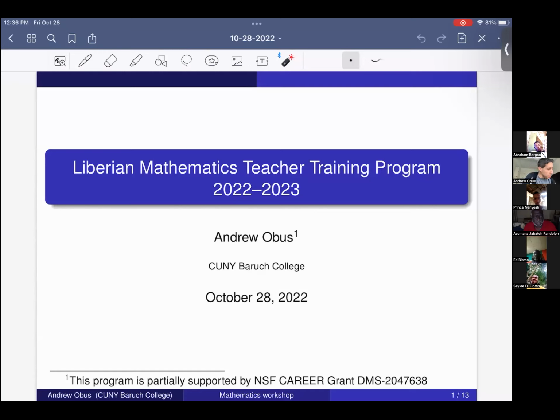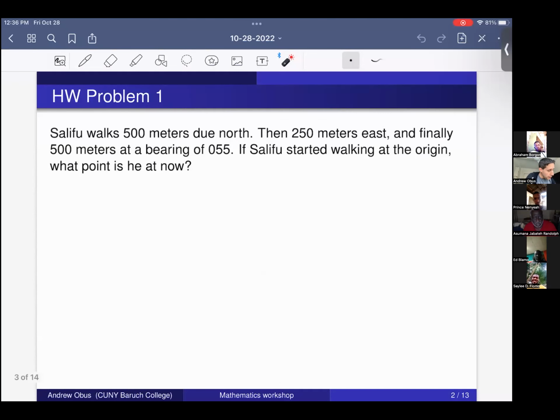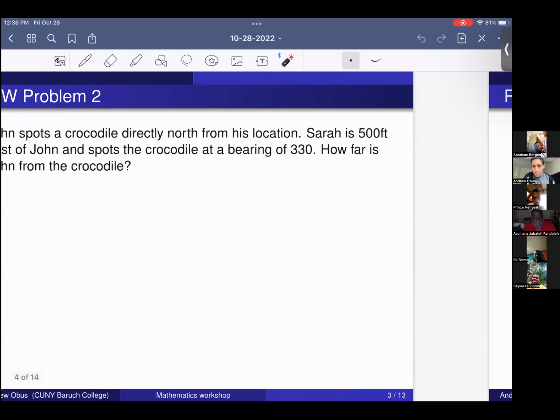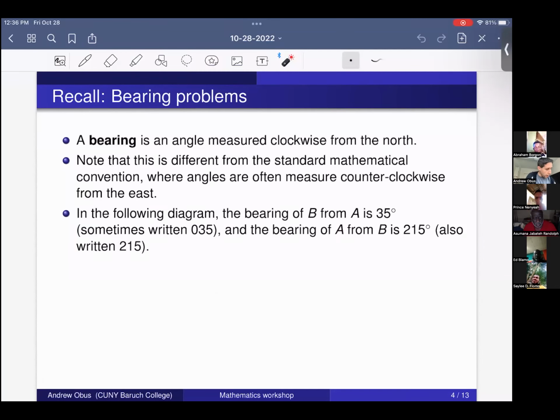But first I want to go over the homework like we usually do. Let's first recall what a bearing is. Remember that a bearing is an angle that we measure clockwise from the north. This is not always the standard mathematical convention, but we do generally use bearings when we're talking about movement on Earth, like ship navigation or flying or running.